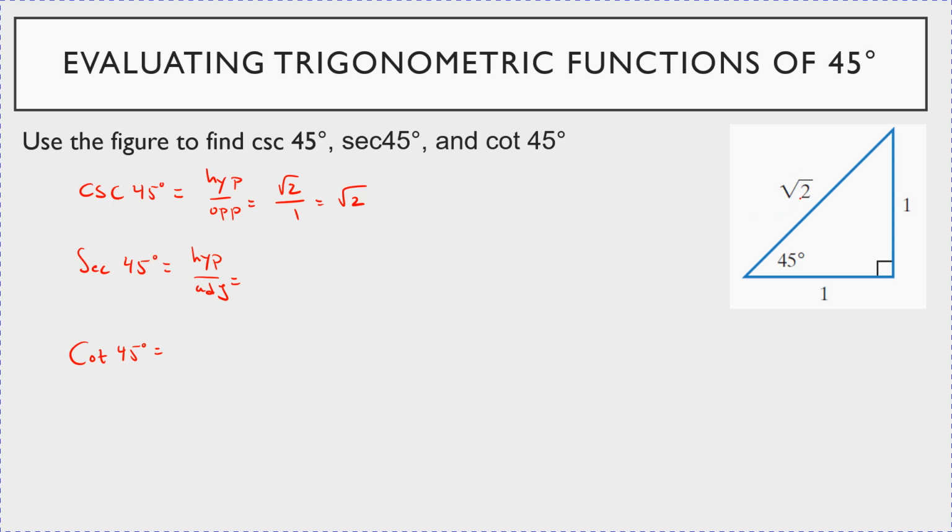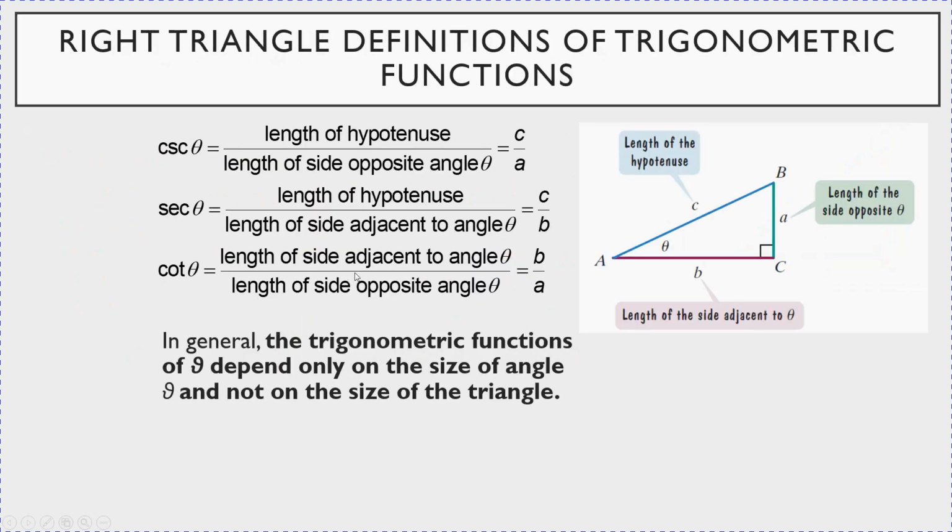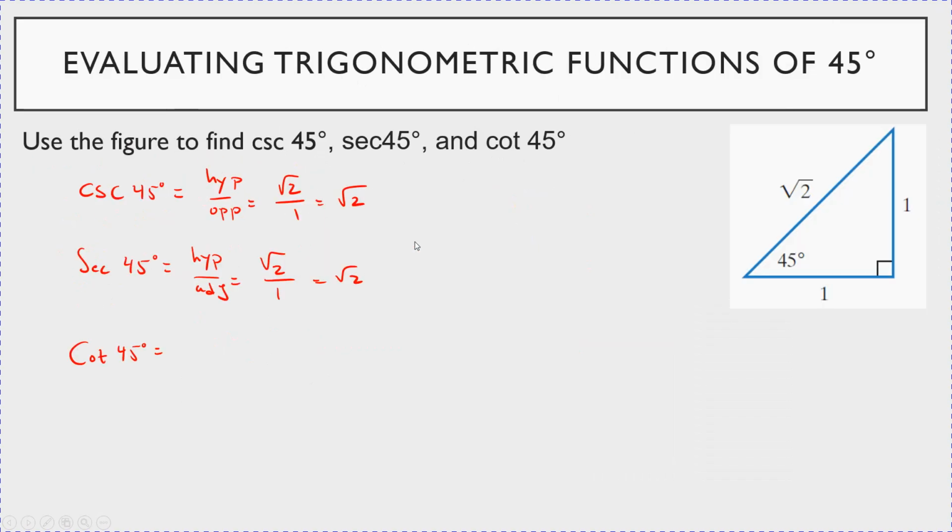Well, the hypotenuse is the square root of 2. And the adjacent side here is 1. Yeah, so this is also the square root of 2. So this right here, cotangent of 45, is going to be adjacent over opposite. So you can see here adjacent over opposite. Well, adjacent is 1. Opposite is 1, so this is actually 1 over 1, which is just 1.